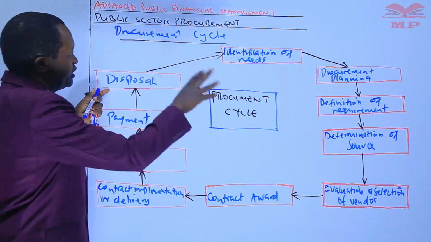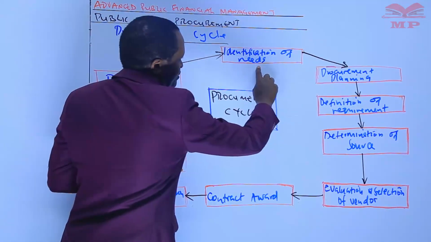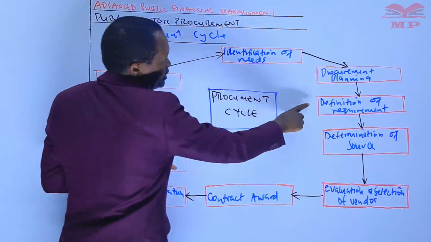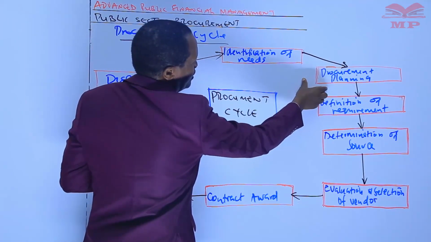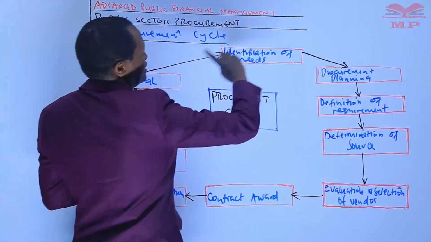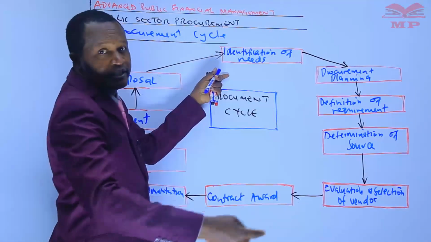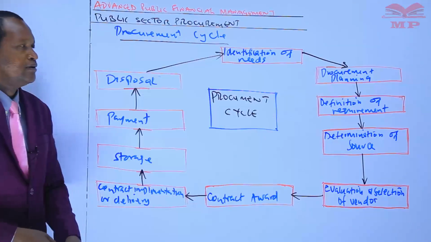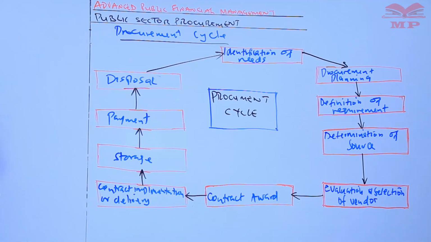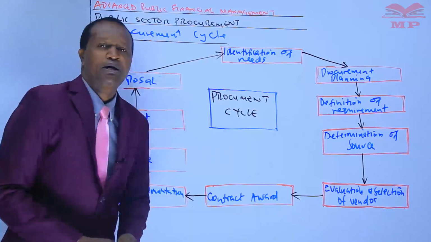So that's the cycle. Then if it's annual, then the cycle begins again. Because, as we said, the entity has to have an annual procurement plan. After execution of this one, then the next year there is again the identification of needs for another procuring cycle. So that is the procurement cycle in the public sector.